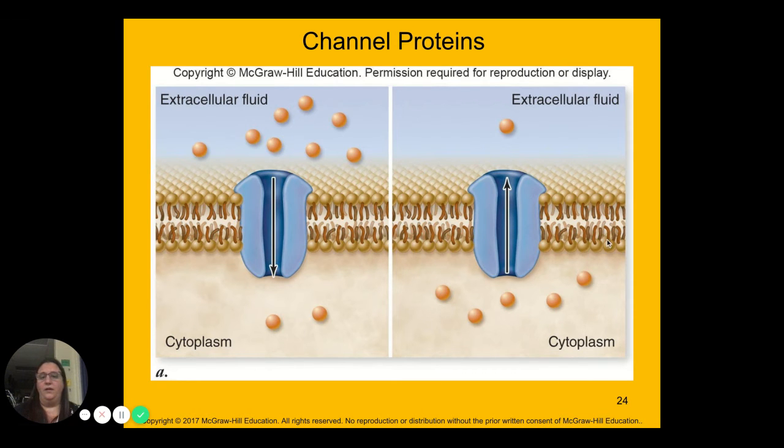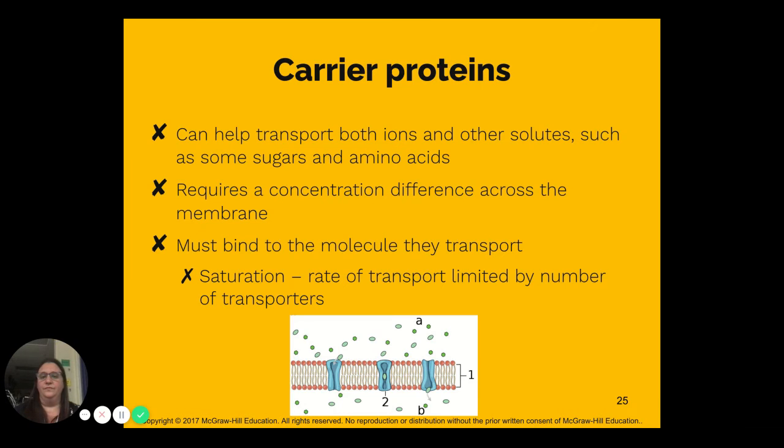So here's an example of a channel protein and what it would look like, where we have the molecules out here, the channel is open, and they flow from a high to a low. Carrier proteins are just like they sound. They carry or help transport ions and other solutes, like some sugars, amino acids, and other molecules across the membrane. It is going to still require a concentration difference, so an area of high concentration and an area of low concentration. And these carrier proteins bind to the molecule that they're transporting.